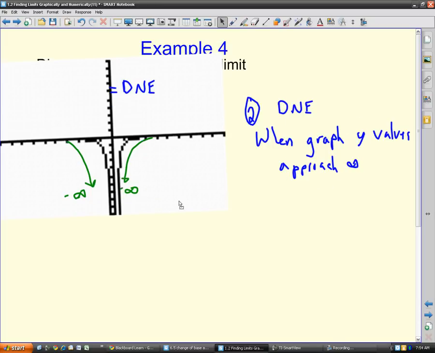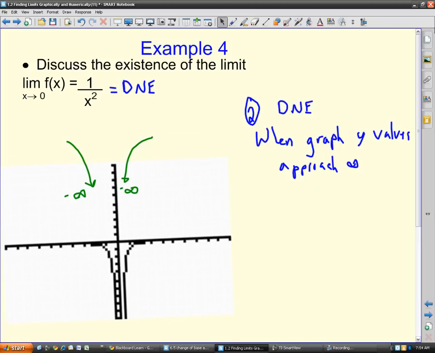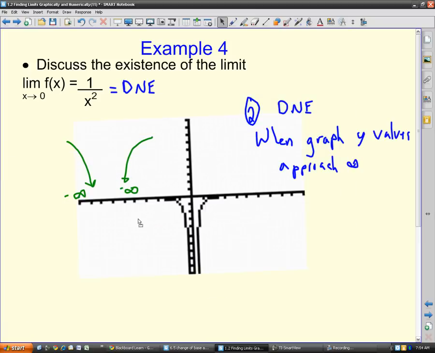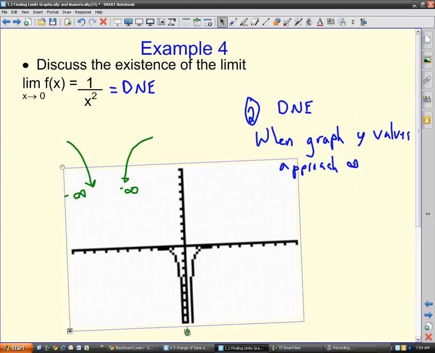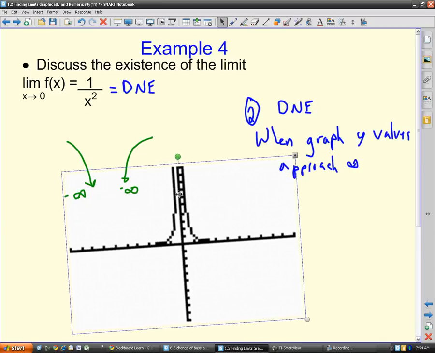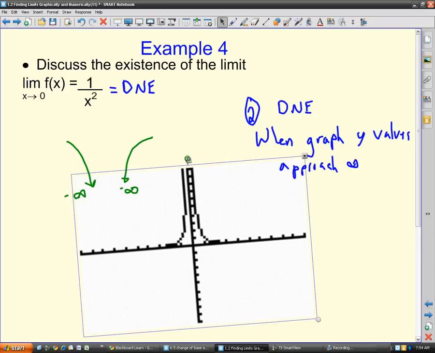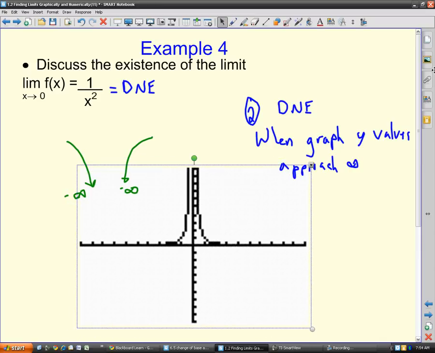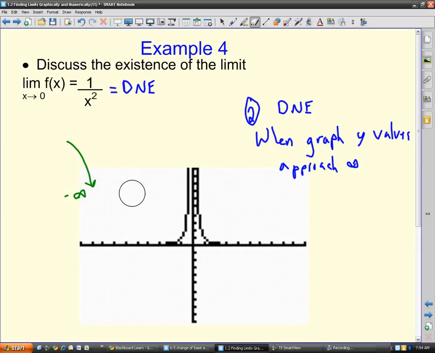What happens if my graph would have originally been not both going up or both going down? The only other option is, what if one goes up and one goes down? Say this guy over here wasn't going up, it was doing this. It kind of goes back to the first category: as we approach the graph from the negative side, the graph is going to negative infinity, and as we approach from the positive side, we're approaching positive infinity. And in the previous example, I said if they approach two different numbers, the limit doesn't exist. So that's what we're talking about.